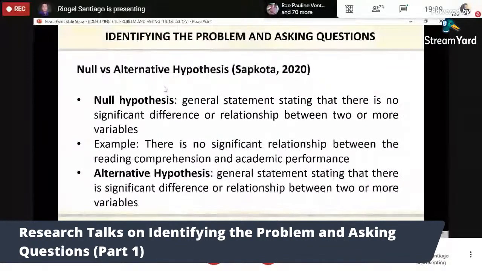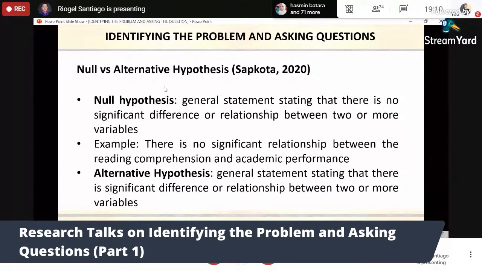When we say null hypothesis, it is a general statement stating that there is no significant difference, stating that there is no significant relationship between two or more variables. For example, there is no significant relationship between the reading comprehension and academic performance. There is no significant difference between the pre-test and post-test of students using flipped classroom. So, laging no significance, no? No significant difference, no significant relationship.